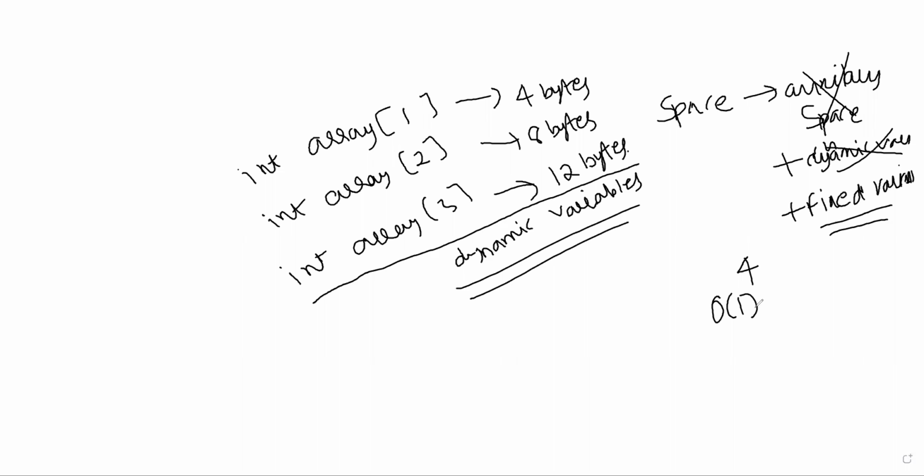Don't worry about auxiliary space right now. There is no dynamic variable in the previous example of add. They are just fixed variables. So it is O of 1. Clear? Both of you? Raj? Okay.